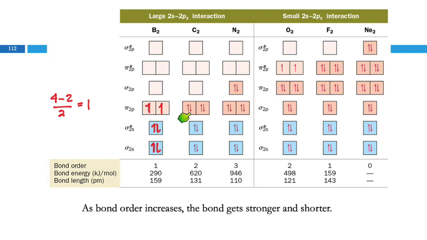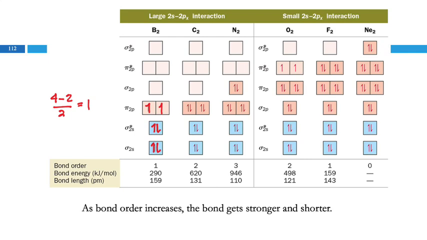For carbon, we're adding 2 more electrons. Where are those going? Well, now they're going to have to pair up in here. And this is a bonding orbital, and so that's going to make the bond order better, right? And then when we go to nitrogen, we're adding 2 more electrons, 1 from each, and that goes into sigma 2p, which reinforces the bond even more.